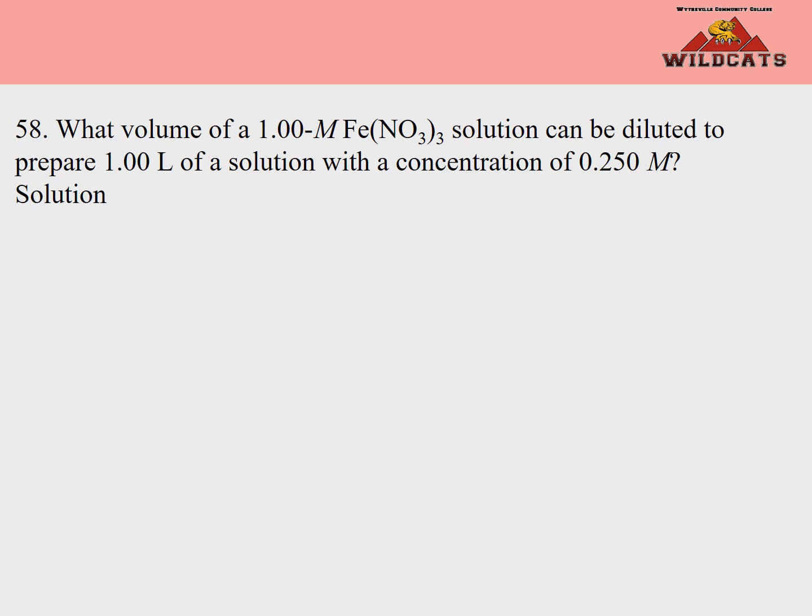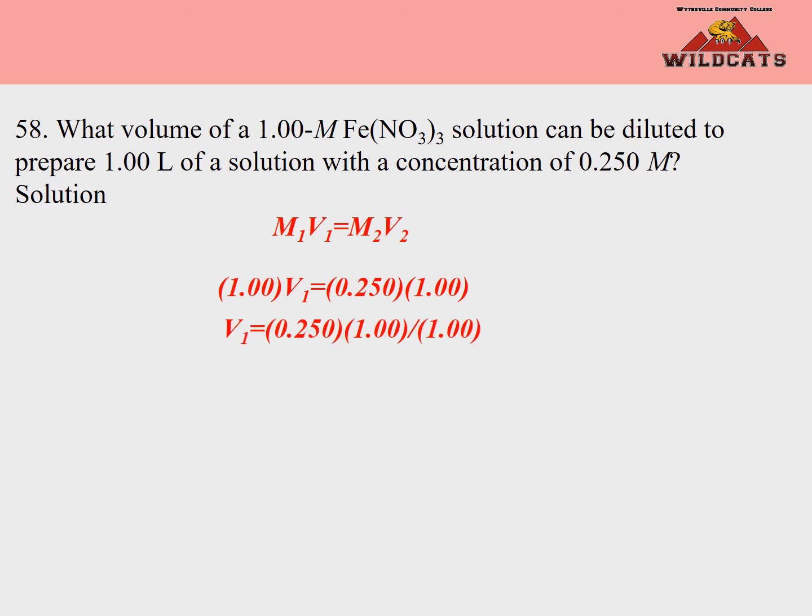So now we have a dilution problem. See, it says solution can be diluted. So we're going to use M1V1 equals M2V2. And so we've got 1 liter of solution with a concentration of 0.250. We want to solve for the volume. So I'm going to send that 1 to the other side. And I end up with 250 milliliters. This is a reminder that the solution to our problems is liters, but this is asking for milliliters.